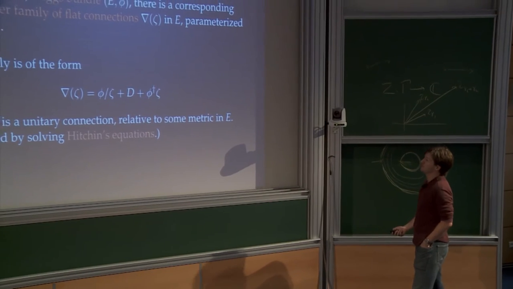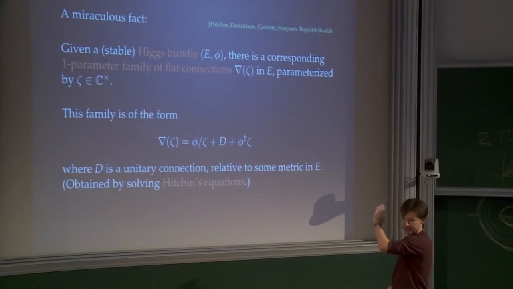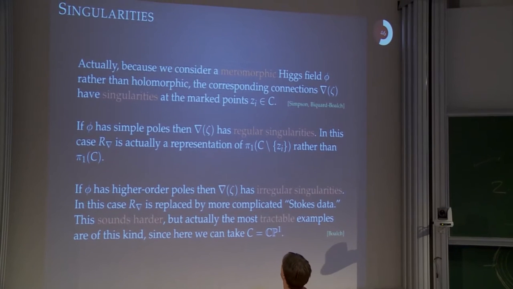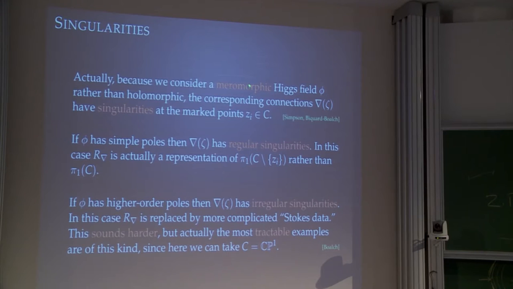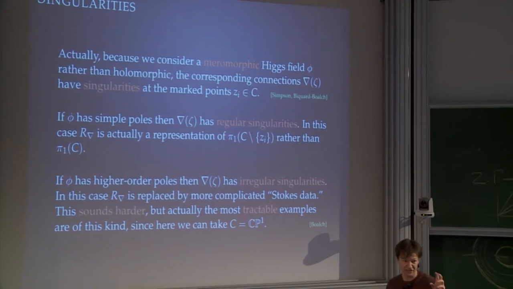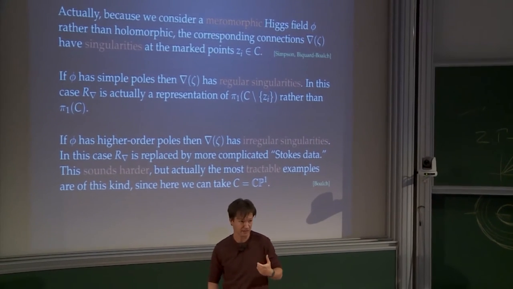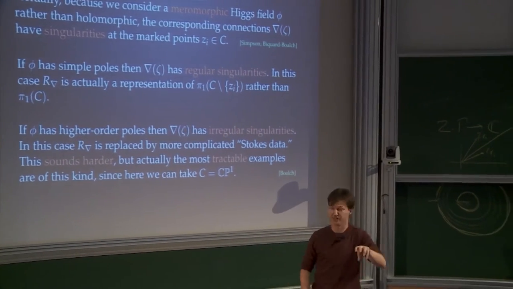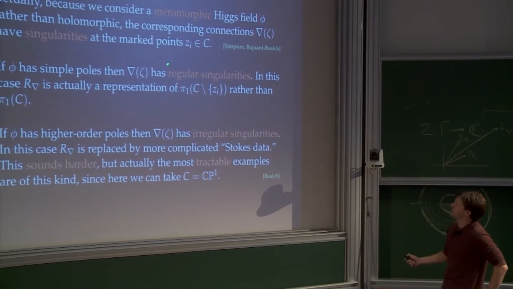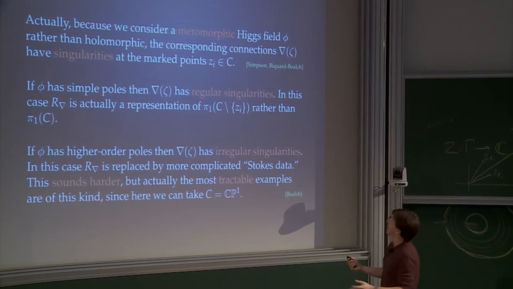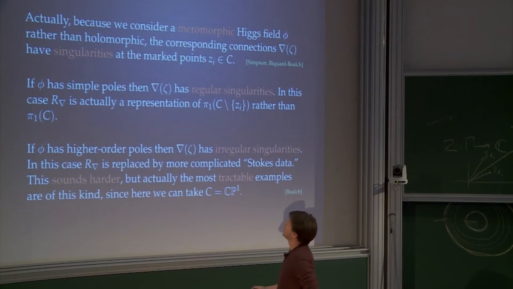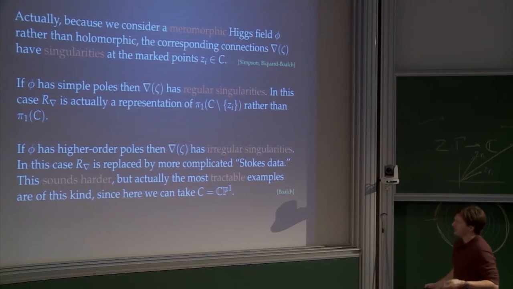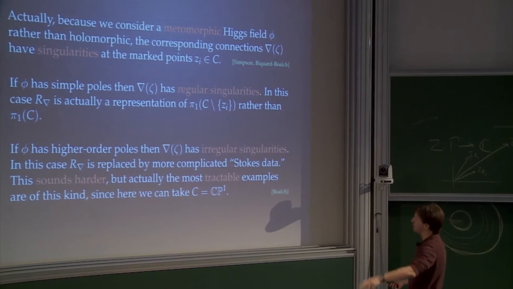And to understand this wall crossing phenomenon, we're going to understand it as some property of this family of flat connections. Actually, here the Higgs field that we consider is not going to be holomorphic, but rather meromorphic, because the quadratic differential had some singularities, and so correspondingly, the Higgs fields that we consider will have some singularities. And so, corresponding to that, we don't get connections on the whole curve, but we get connections with singularities at the same points.